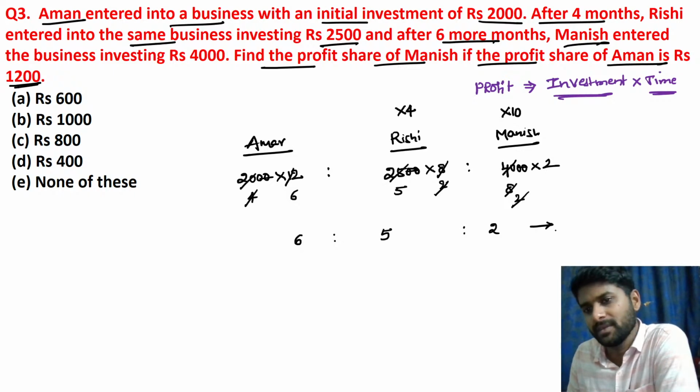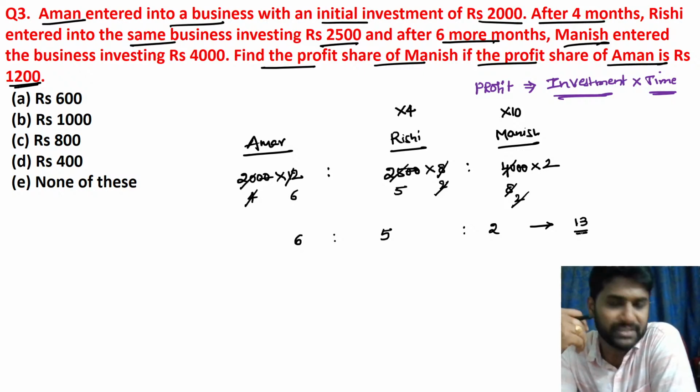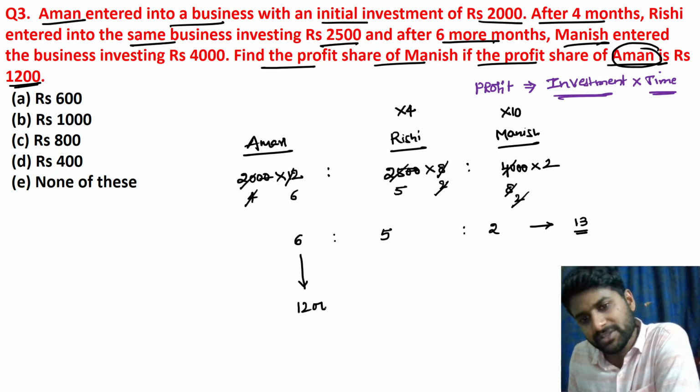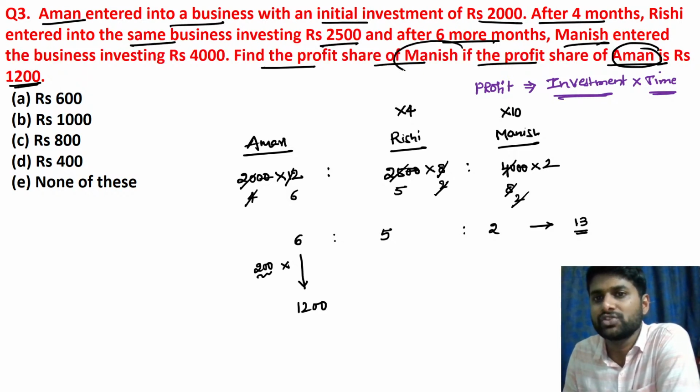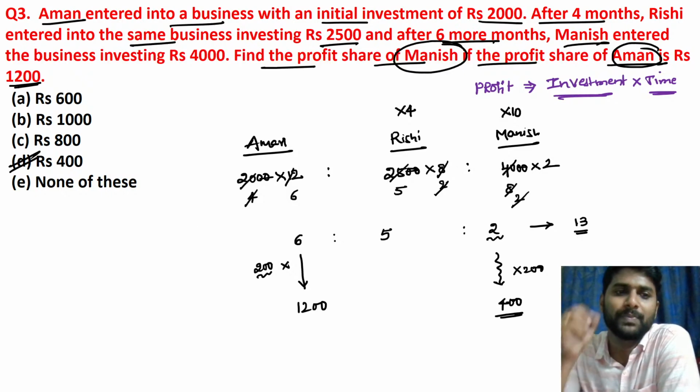It means if the entire business has a profit of 13 units, we have to pay Amar 6 units, Rishi 5 units and Manish 2 units. But we have a comparison. Aman's share is exactly equal to 1200. If Aman's share is exactly 1200, each unit value is exactly equal to 200 rupees. Now the question is to find the share of Manish. Manish gets 2 units, each unit value is 200, so the answer is 400. So we have to pay 400 rupees.